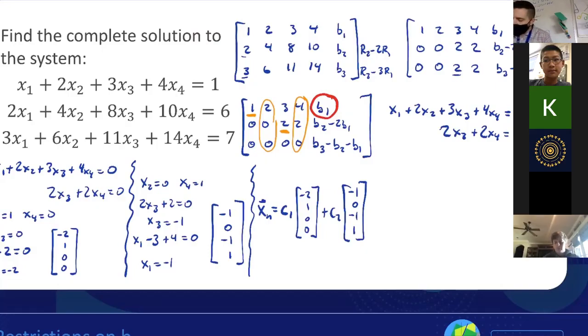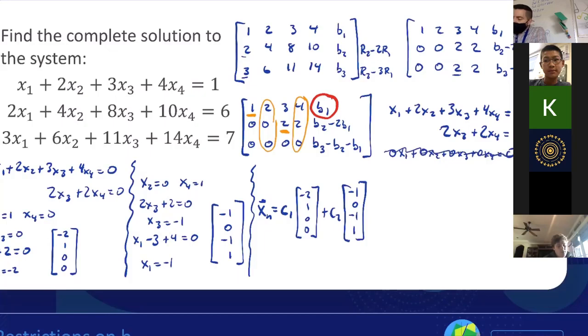The last equation, I'm going to write it. We normally wouldn't if it's all zeros. 0x1 plus 0x2 plus 0x3 plus 0x4 equals b3 minus 2 minus b2 minus b1. 7 minus 6 minus 1, 0. So that equation is still 0 equals 0. Okay, that last equation is still just 0 equals 0, so it's not really that useful. If you've got zeros on the left, you should have a 0 on the right, and we'll get to that in a second. Okay, but that equation is not going to be super useful for us to solve.